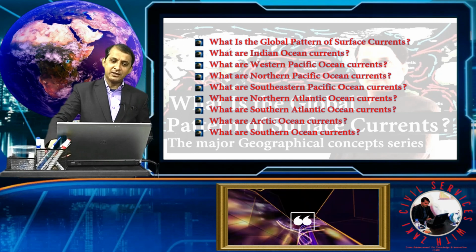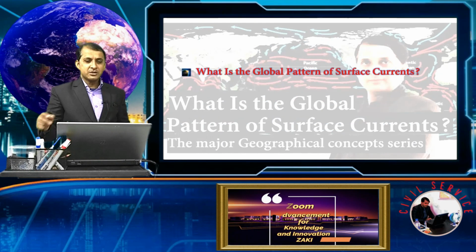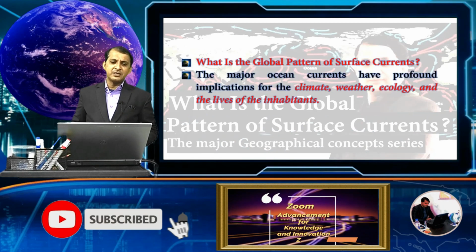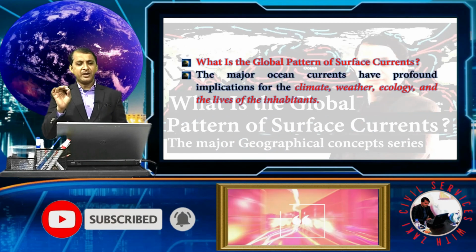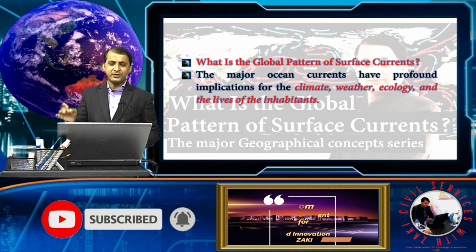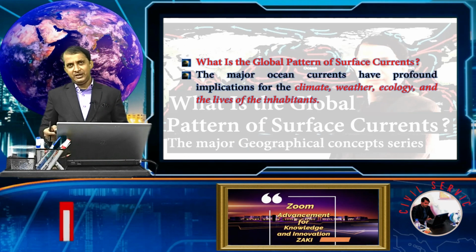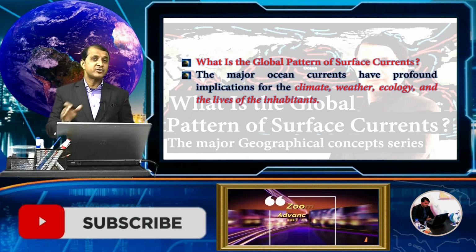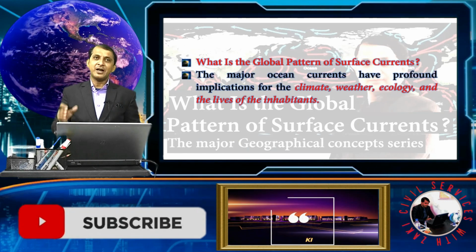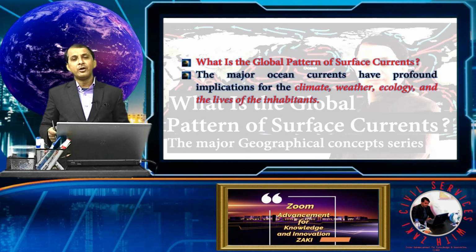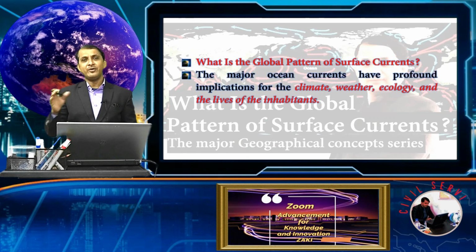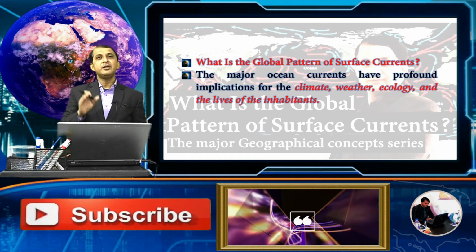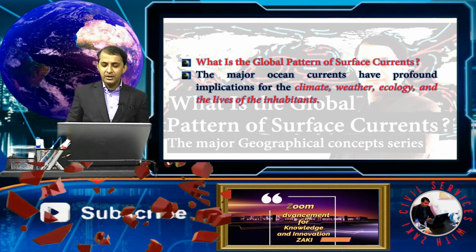So let's start. What is the global pattern of the surface current? The major ocean currents have profound implications on the climate, weather, ecology and the lives of the inhabitants. As you know, we are all influenced by these ocean currents, and our climate and weather system are also greatly influenced by them. That's why we need to study these ocean currents across the globe.